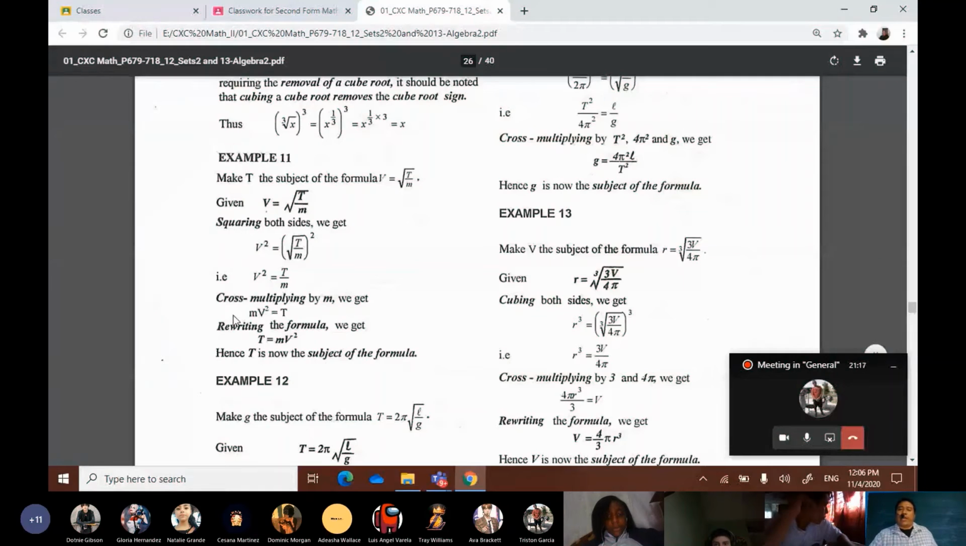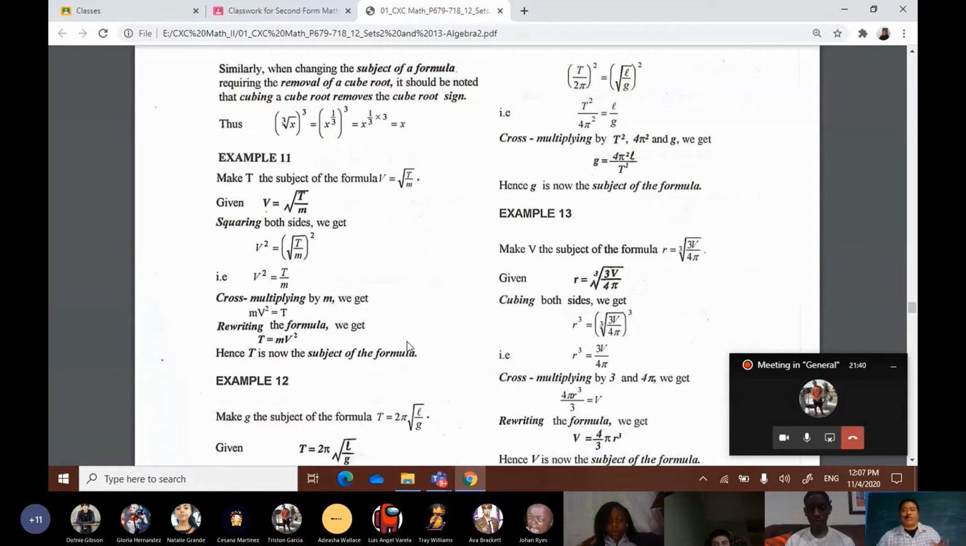So I cross multiply by m, we get m v squared equals t, and by rewriting the formula, we get that t equals m v squared. So t equals m v squared, hence t is now the subject of the formula.